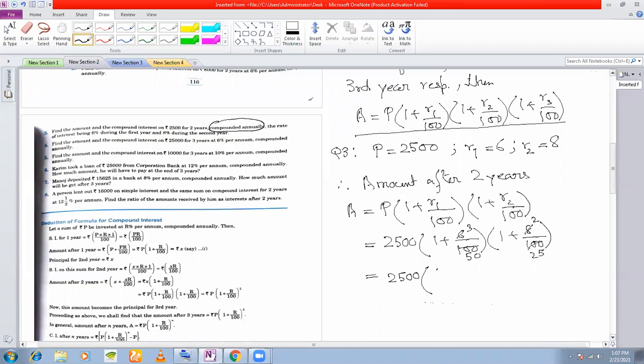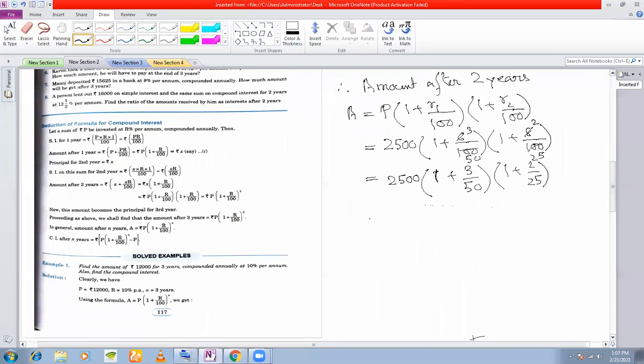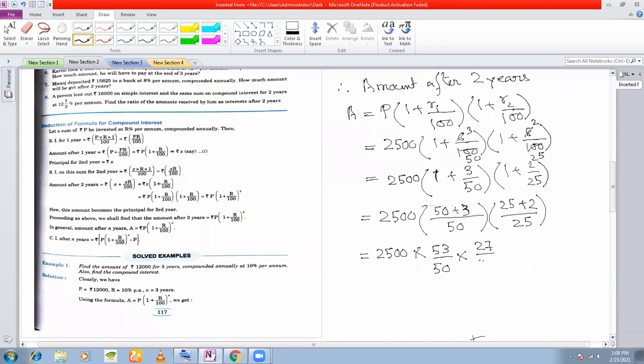Into, take the LCM. Let me write here first clearly. 1 plus 3 by 50 we are getting after cancellation, and here we are getting 1 plus 2 by 25, which is equal to 2500. I take the LCM, 50 plus 3, and here you have 25 plus 2 by 25. So this is 2500 into 50 plus 3 is 53 by 50, and 25 plus 2 is 27 by 25.